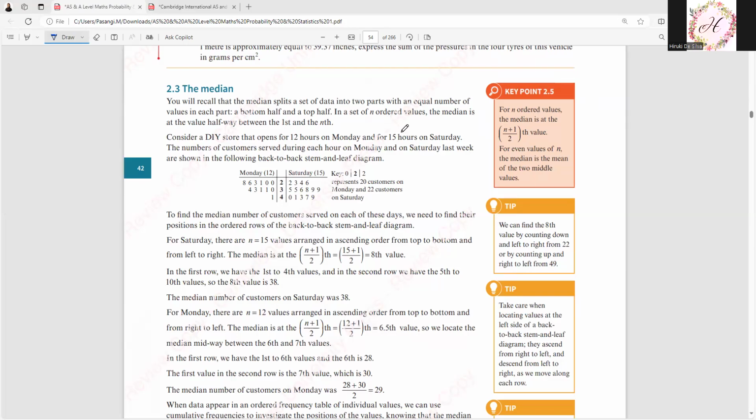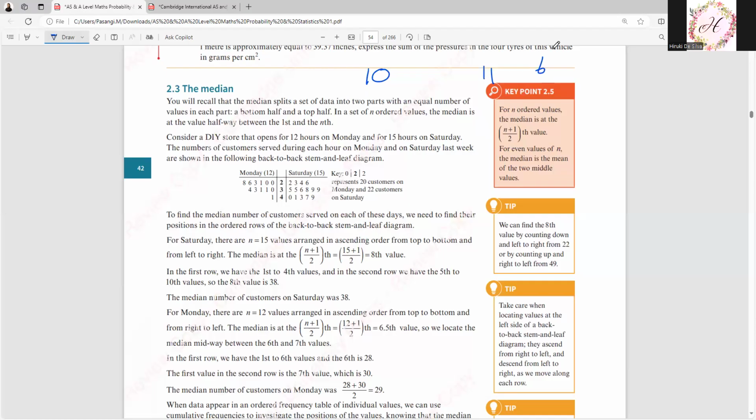In a set of n ordered values, the median is at the value halfway between the first one and the nth one. So if we have 10 elements, then the middle value is in between the fifth and sixth. And if we have 11 elements, then the sixth value is the median value. That's what we normally do.